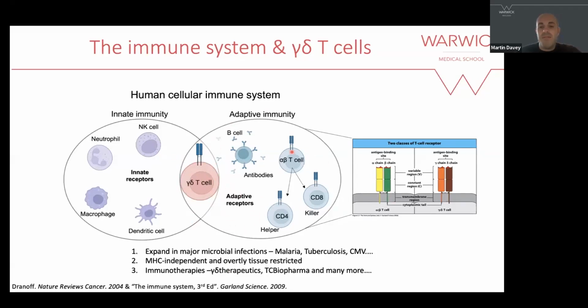And so gamma deltas and their alpha beta T cell cousins express a very specific receptor. Alpha betas express an alpha and a beta chain which forms their T cell receptor, whereas gamma deltas express a gamma and a delta chain to form their T cell receptor. So slightly different, but a lot of the principles are the same.